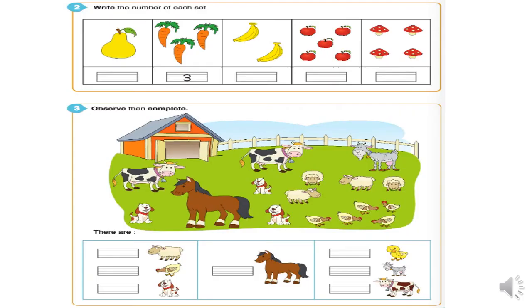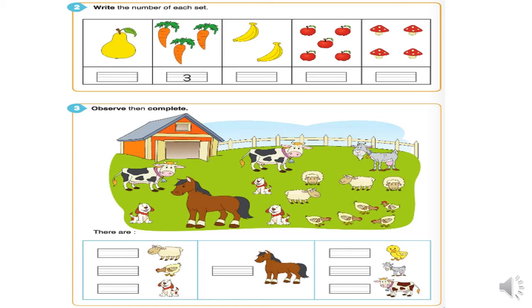In number 2 you are going to write the number of each set. In the first set we have 1 pear. In the second set we have how many carrots? 3 carrots. It's written number 3. How many bananas do we have in the third set? 1, 2. So we write number 2.